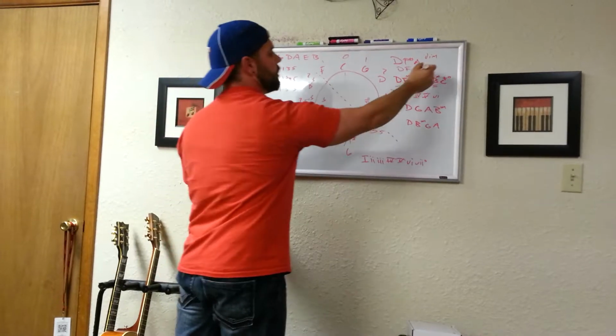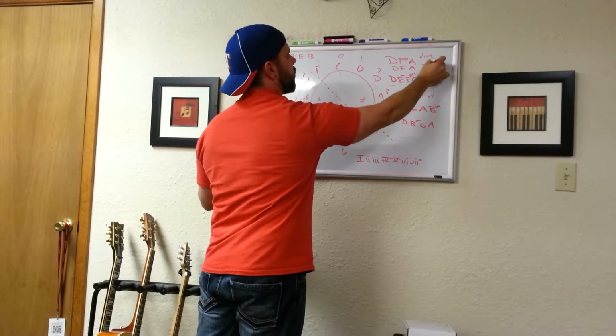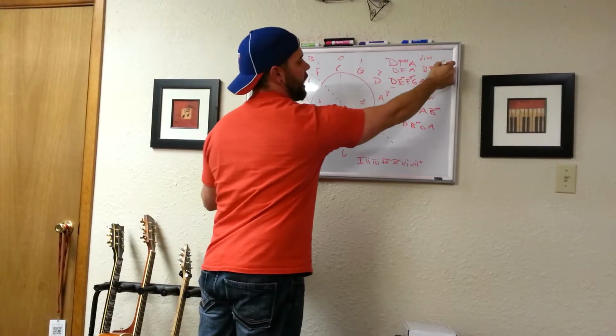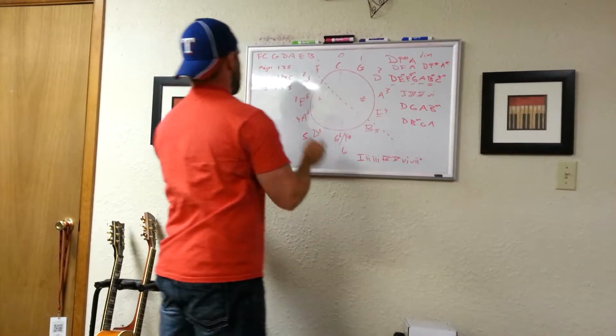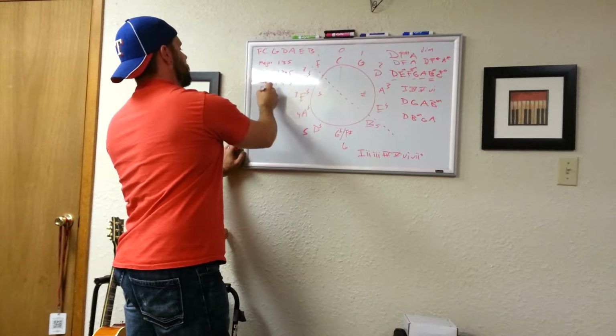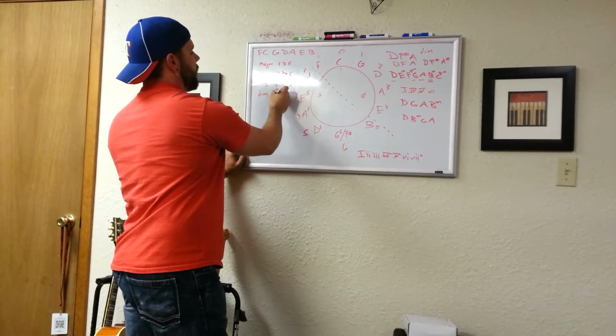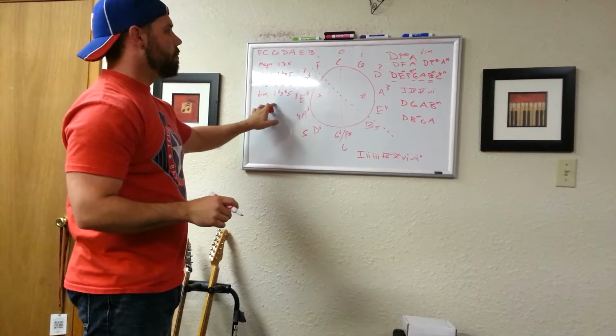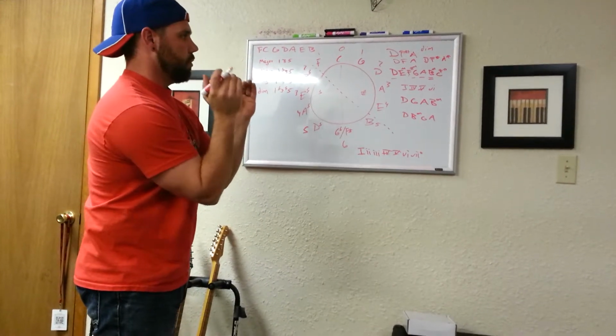So if we had D augmented, that would be a root, a 3rd from the key, which is F sharp, because we haven't done anything to it, and a sharp 5th, which is an A sharp. Okay, we also have diminished. Diminished is a root, flat 3rd, flat 5th, which means we're going to diminish the interval. We're going to make it smaller.